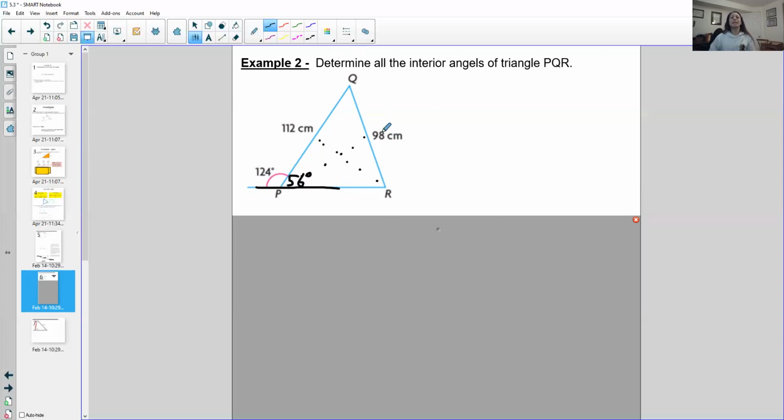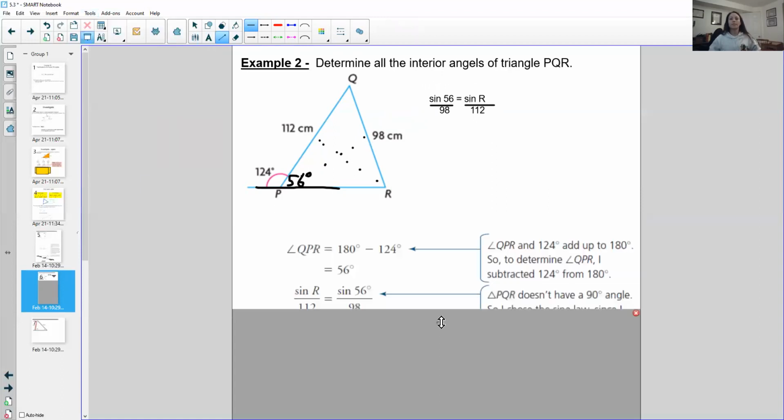Okay, so now I can set up my sine law. So since I'm looking for an angle, I'm going to write it where my angles are up top. So I'm going to write sine of 56 is going to equal sine of whatever r is. But under those, sine of 56 is divided by 98, and sine r is going to be divided by 112. So basically what we've done is we've created a little bit of a fraction here.